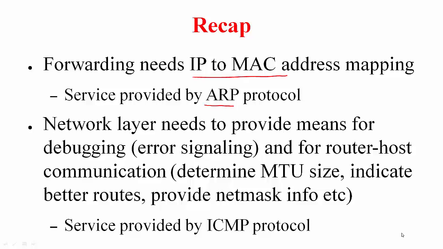Not only that, often it is also useful to debug the performance of the flows. For example, are the packets being dropped by the routers? If so, why are they being dropped? So this debugging is provided by the ICMP protocol. Not only this, it will also permit routers to communicate to the host about other things like the possibility of better routes, what kind of net mask to use, and so on and so forth. So let's look at each in turn.